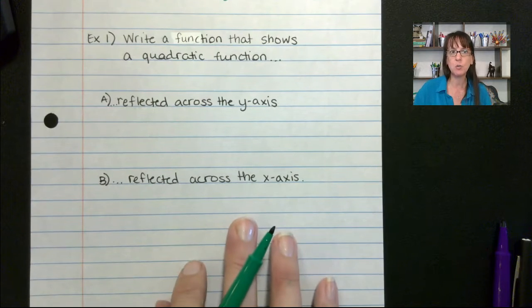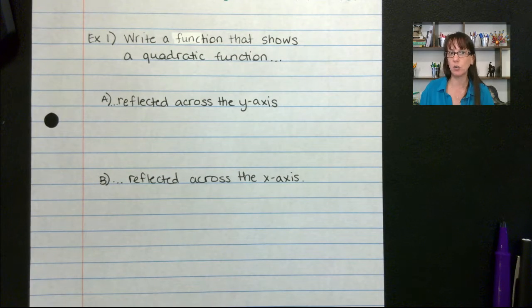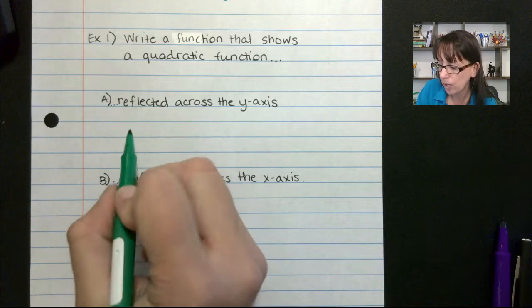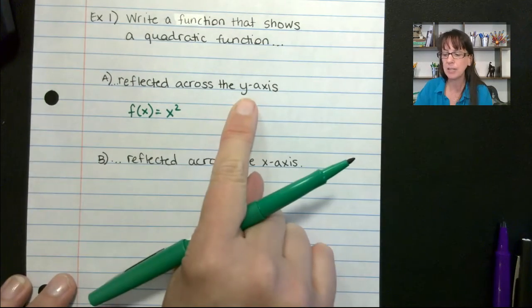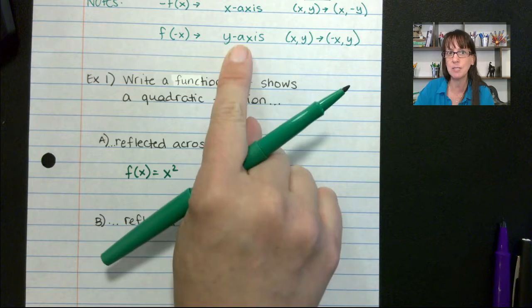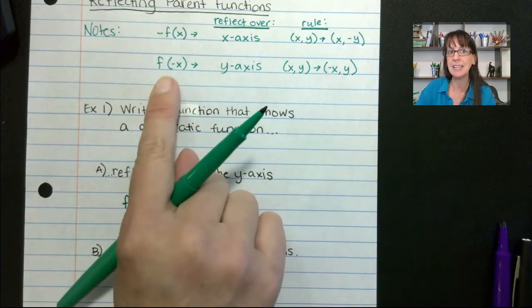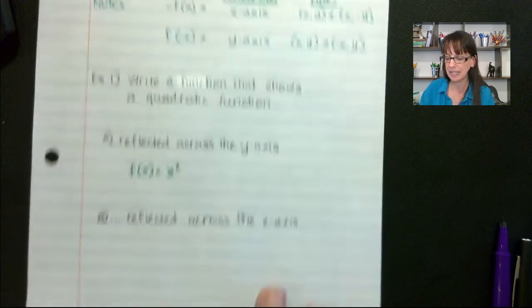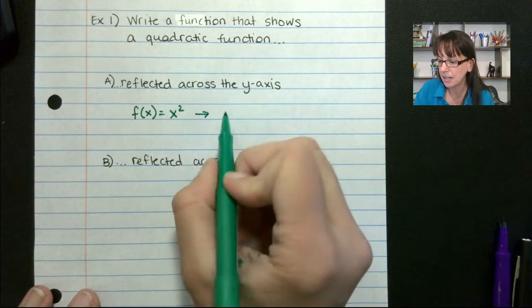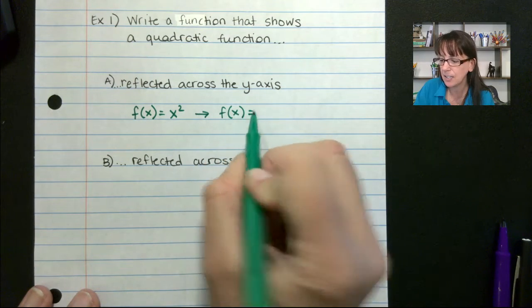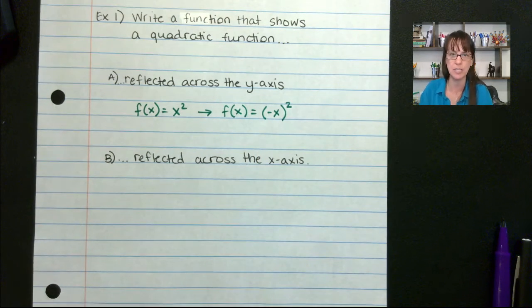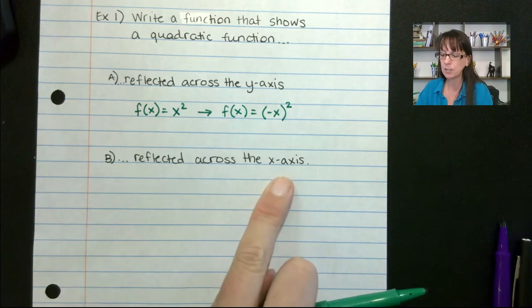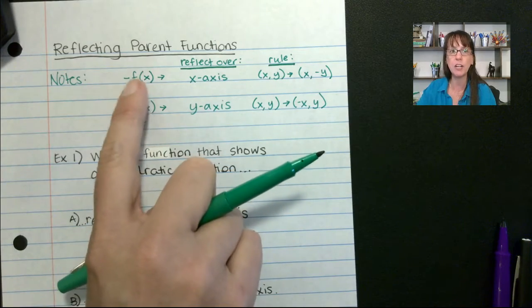Write a function that shows a quadratic function reflected across the y-axis. Okay, well, if we have a quadratic function, f of x equals x squared. That's our quadratic function. We want to reflect it across the y-axis, so we look at our notes here and we determine that the x is negative, right? The x is negative. So this is going to become f of x equals, and you have to be careful here because you want the x to be negative, so you've got to put it in parentheses to attach it to that x.